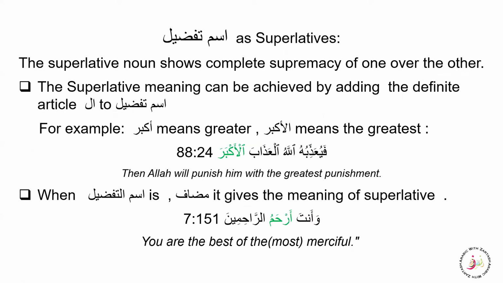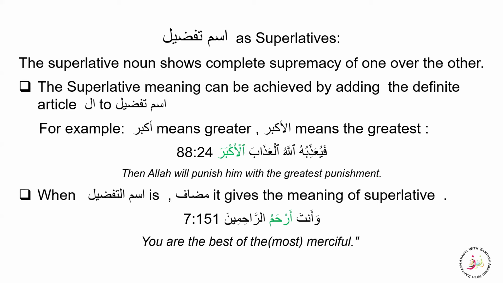Now we are going to see ism tafdil as superlatives. The superlative noun shows the complete supremacy of one over the other, and this is not a comparison between two, but everyone is involved. We are going to learn how these superlatives are formed. Superlative meanings can be achieved by adding the definite article al to ism tafdil. Simply, a superlative must have an al on it. Remember that all the superlatives that you see must have an al on them.